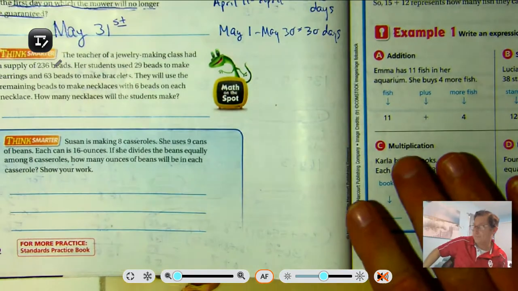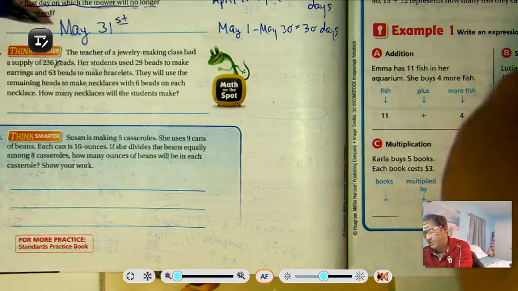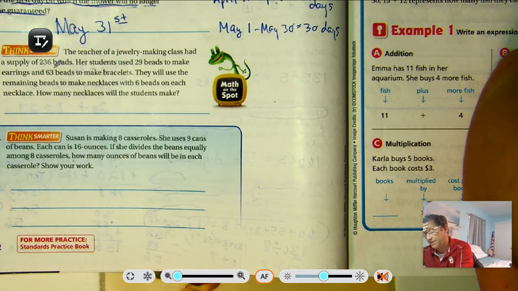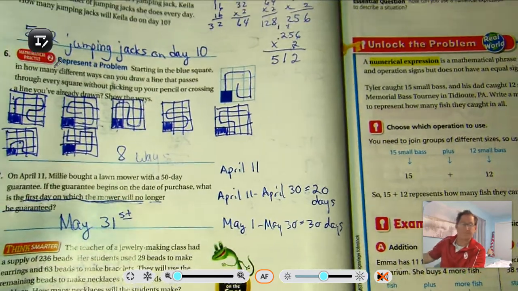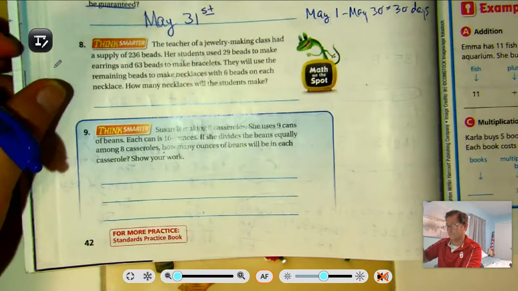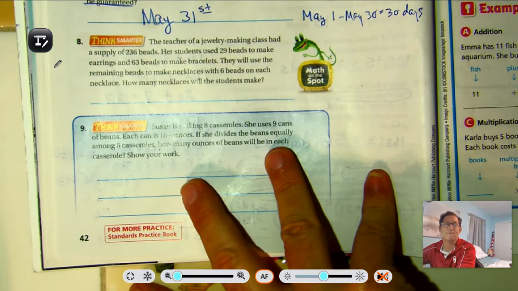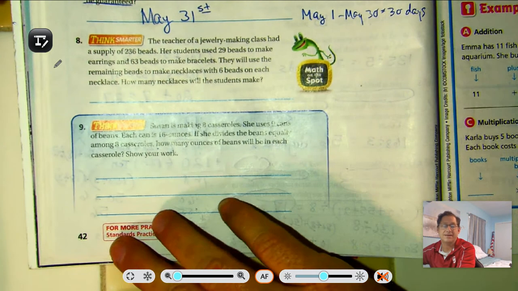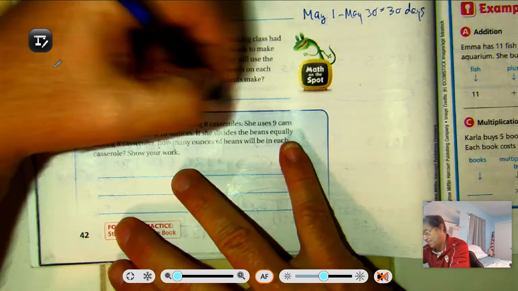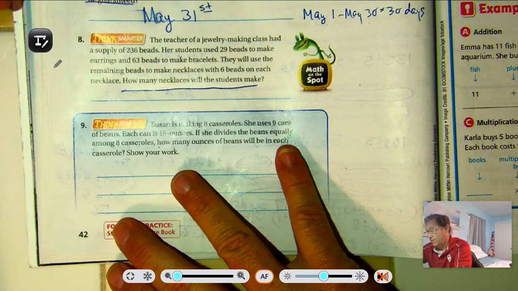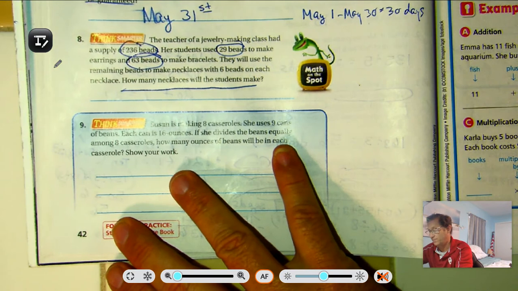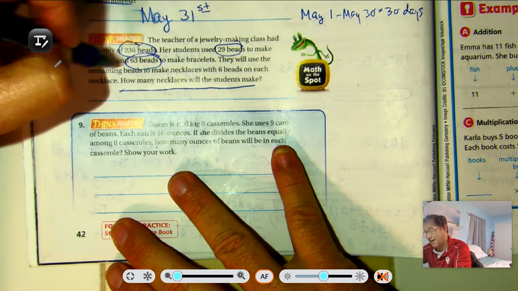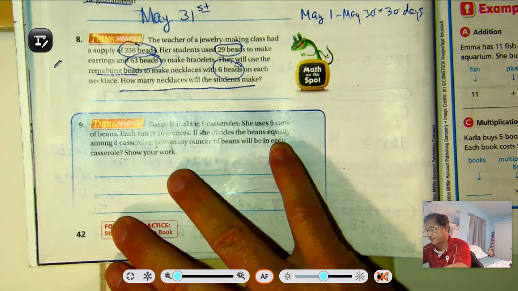All right, number 8. The teacher of a jewelry making class had a supply of 236 beads. Her students used 29 beads to make earrings, 63 beads to make bracelets. They used the remaining beads to make necklaces with 6 beads on each necklace. How many necklaces will students make? All right, so they had 236 beads. They used 29 already, and then 63 more. They will use the remaining beads to make necklaces with 6 beads.